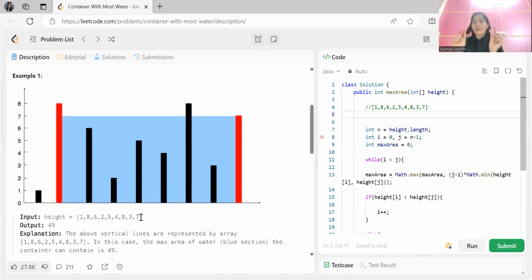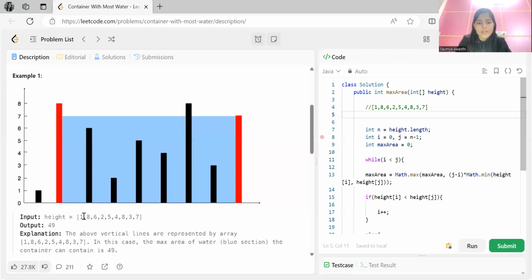So in the two lines, whichever is the minimum height line is the one we are going to consider. Out of 7 and 8, which one is the minimum one? 7 is the minimum one. So we have got the height. Now we need the width as well. So how are we going to determine the width? This is that distance, right? The distance between the two lines.